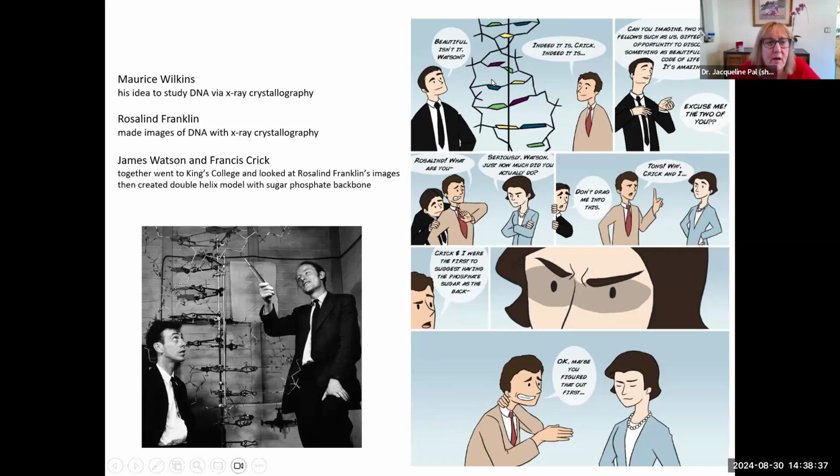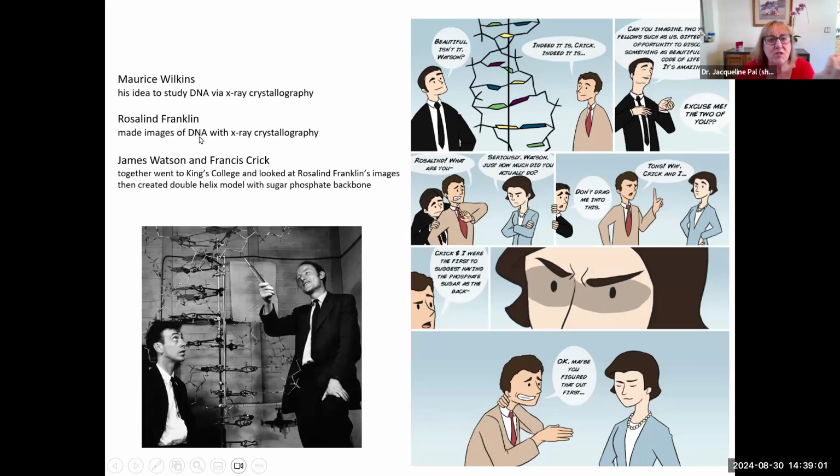So they went to the lab of Maurice Wilkins. He owned a lab, and his idea was to study DNA doing X-ray crystallography, but he was off doing whatever. It was hot in London in the summer, so he was probably off on vacation. But there was a lady who worked in the lab, and her name was Rosalind Franklin, and she was the one doing the work.